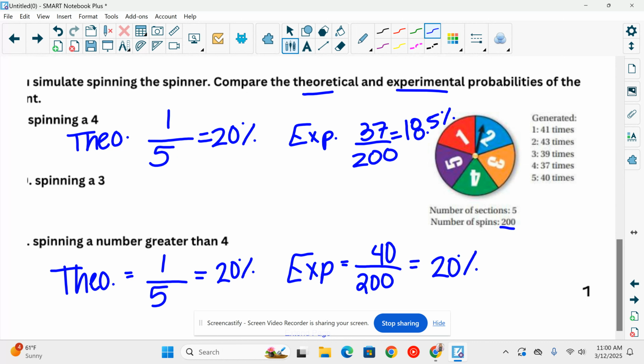What can we say about those two? They're the exact same, right? Okay.